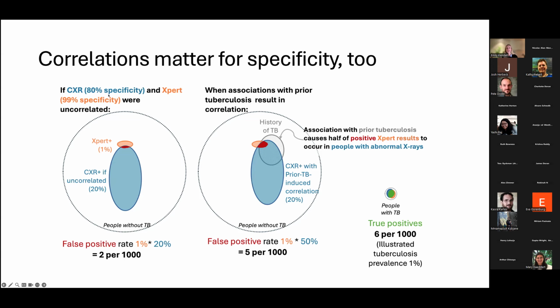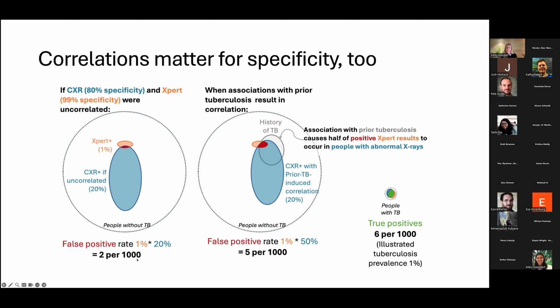And say we're estimating chest X-ray as being 80% specific in the population that we're screening, and say that Xpert has an estimated 99% specificity. We'll think more about the specificity of Xpert in the next slide. But if we assume that chest X-ray and Xpert are uncorrelated, then as a proportion of all people without TB, these two tests are independent. The amount of overlap is illustrated here. It ends up being a false positive rate of just the product of 1 minus specificity for the two tests, or about 2 per 1,000 that get a false positive result on the combined algorithm.